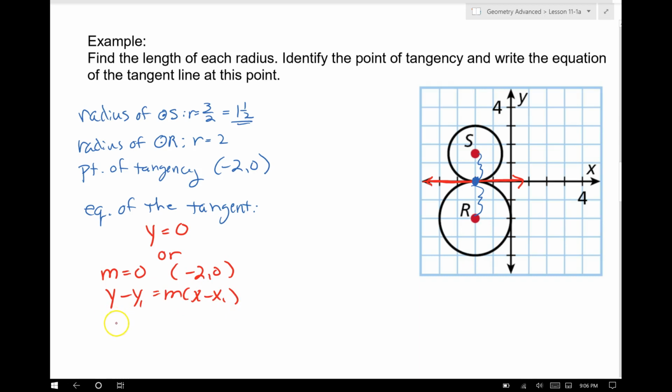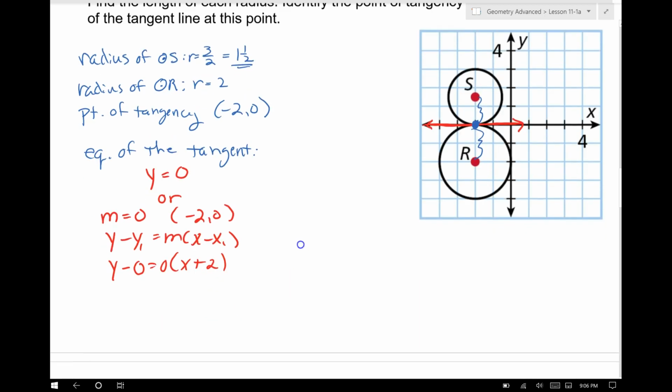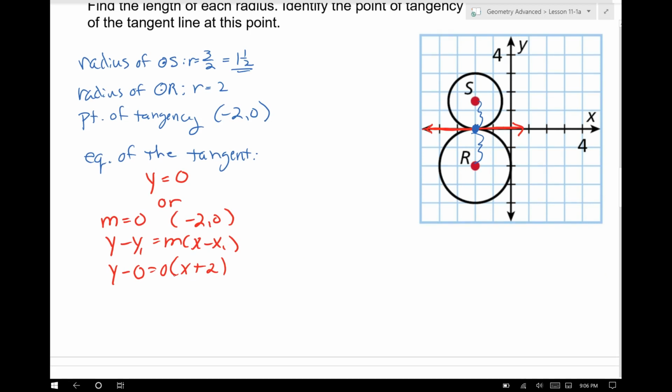Well, then all you'd have to put in is y plus 2 is equal to 0 times the quantity. Oops, I put that in the wrong spot. Let's try that again. So y minus 0 equals 0 times the quantity x plus 2 when we plug it in. And 0 times anything is what, my friends? 0. But if I asked you for the equation of the line, I would take either one of those.